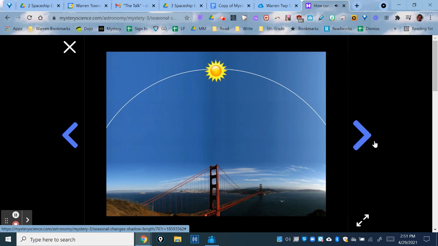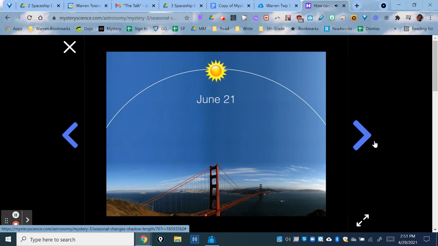And in the summer, the sun follows a higher path, so it stays in the sky longer. This is why the summer days are longer. Notice summer days are longer than winter days. It gets light earlier and stays light later in summer. That's because the sun comes up earlier and sets later.